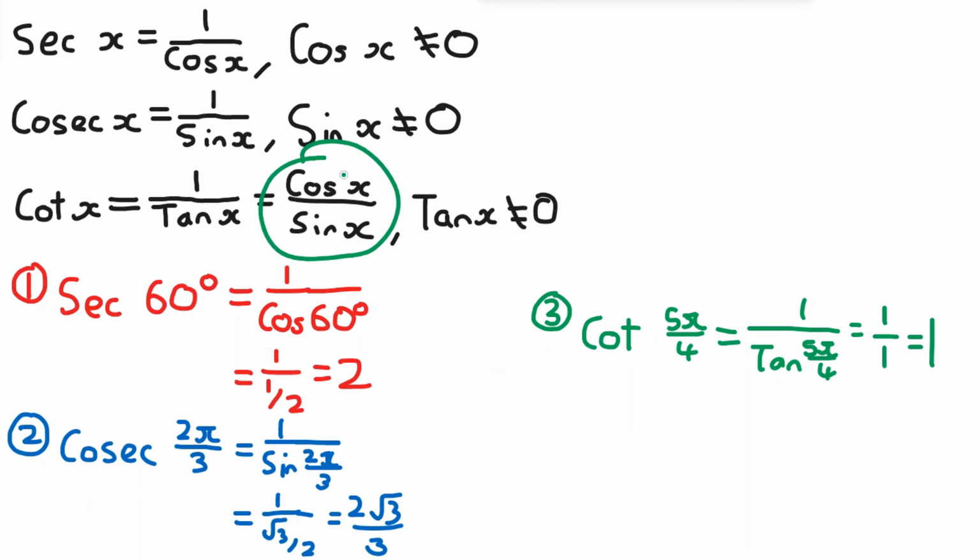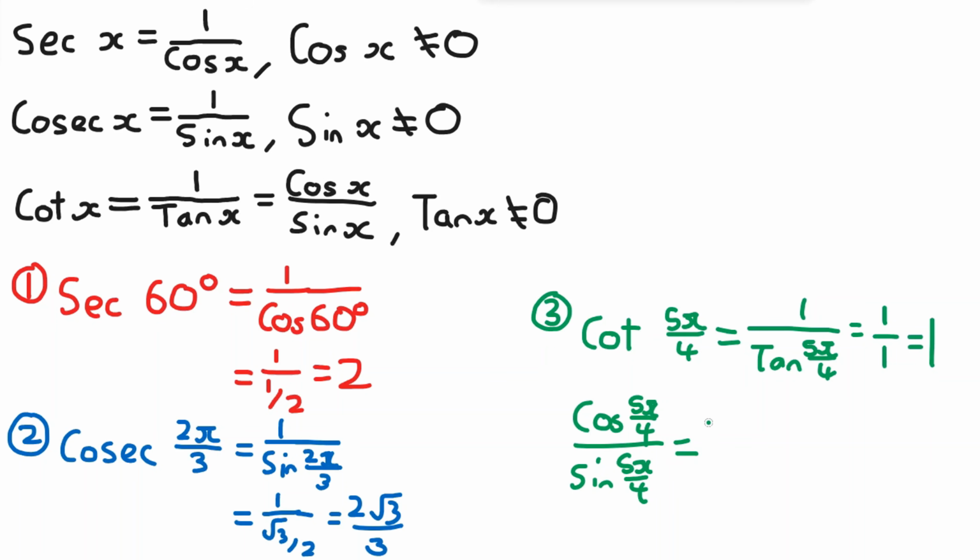Or the other way you can do it is using the cos x over sin x, so this is going to be equal to cos of 5 pi over 4 over sin of 5 pi over 4. If you put these into your calculator, they both come out as minus root 2 over 2, which is obviously just equal to 1. So cot of 5 pi over 4 is equal to 1.